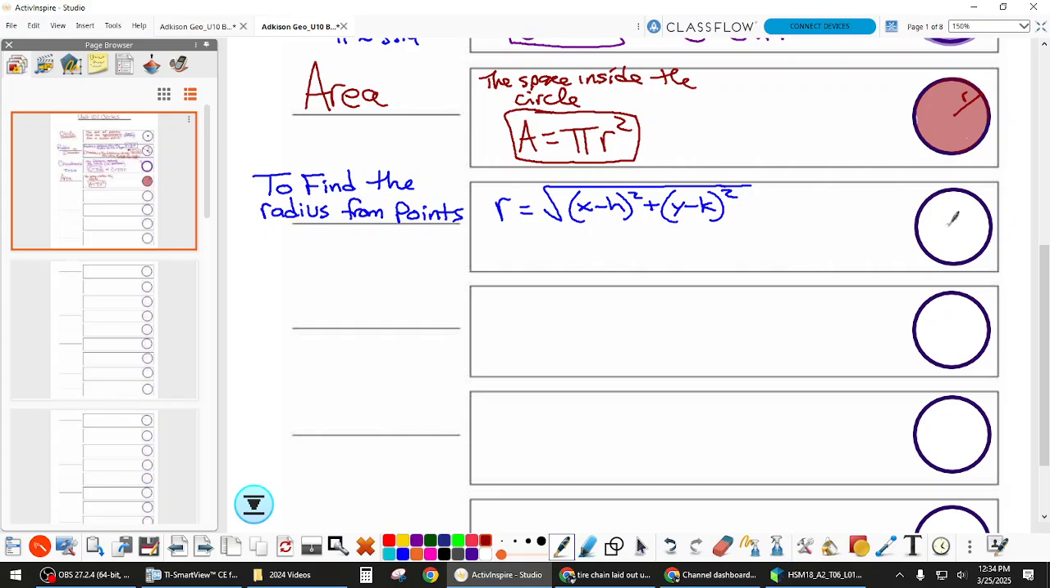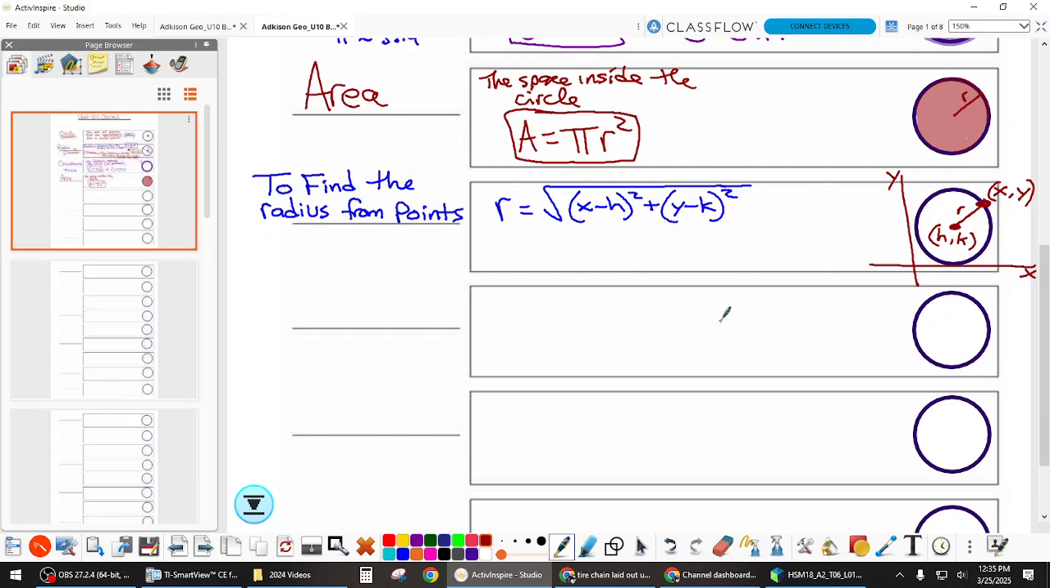Okay, here's what you need to do. First, I want you to put this on an XY coordinate grid, just because when we're doing equations of circles, we're going to be somewhere in the XY plane. Then you need to label the center with coordinates H, K. And then put a point somewhere on your circle and just call that X, Y.